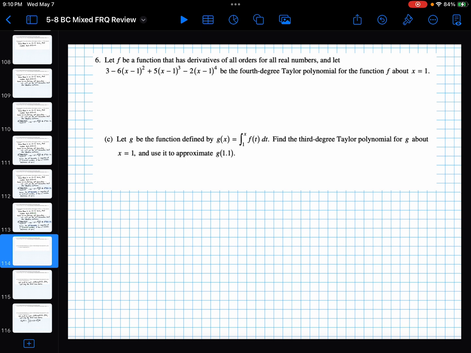Now, when you antidifferentiate powers of x, you add 1 to your exponent.